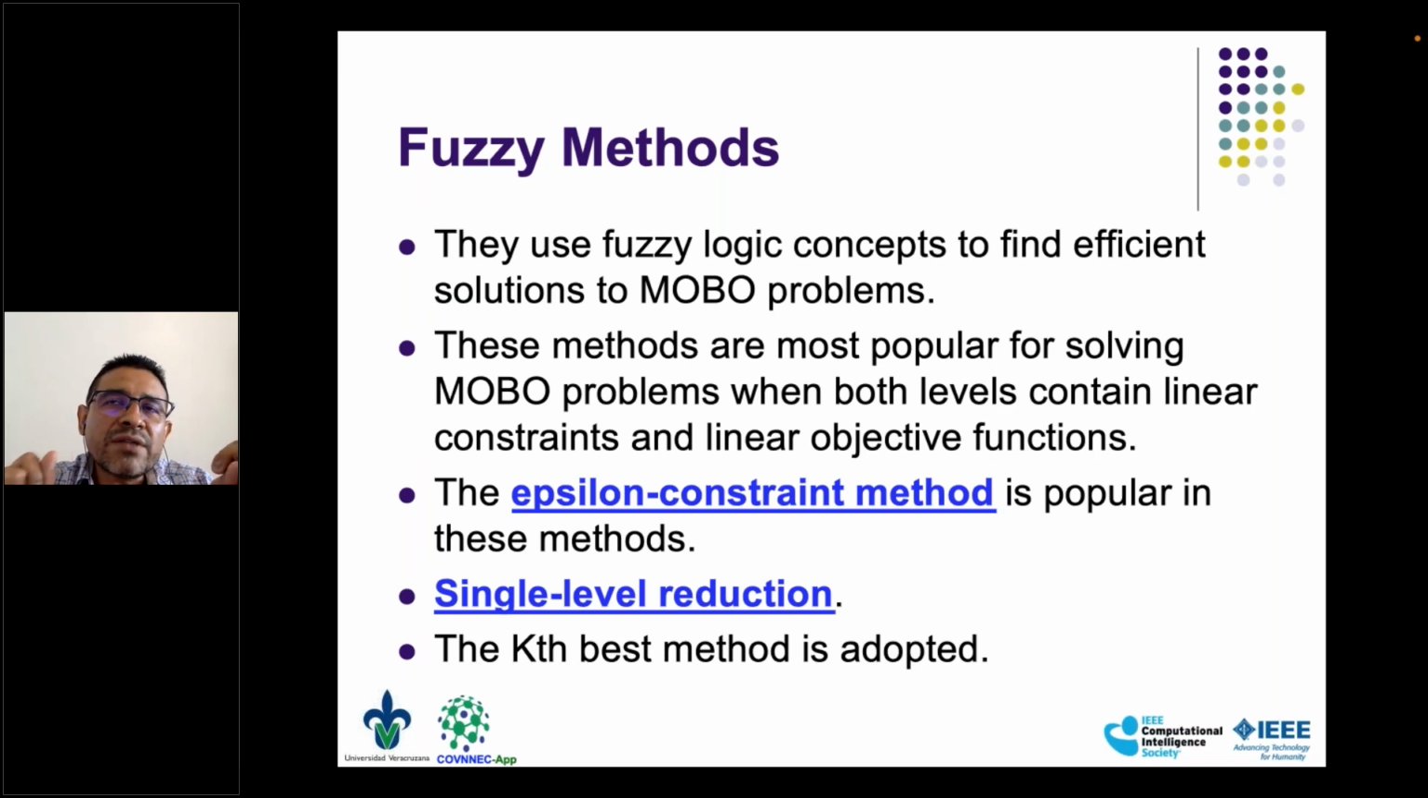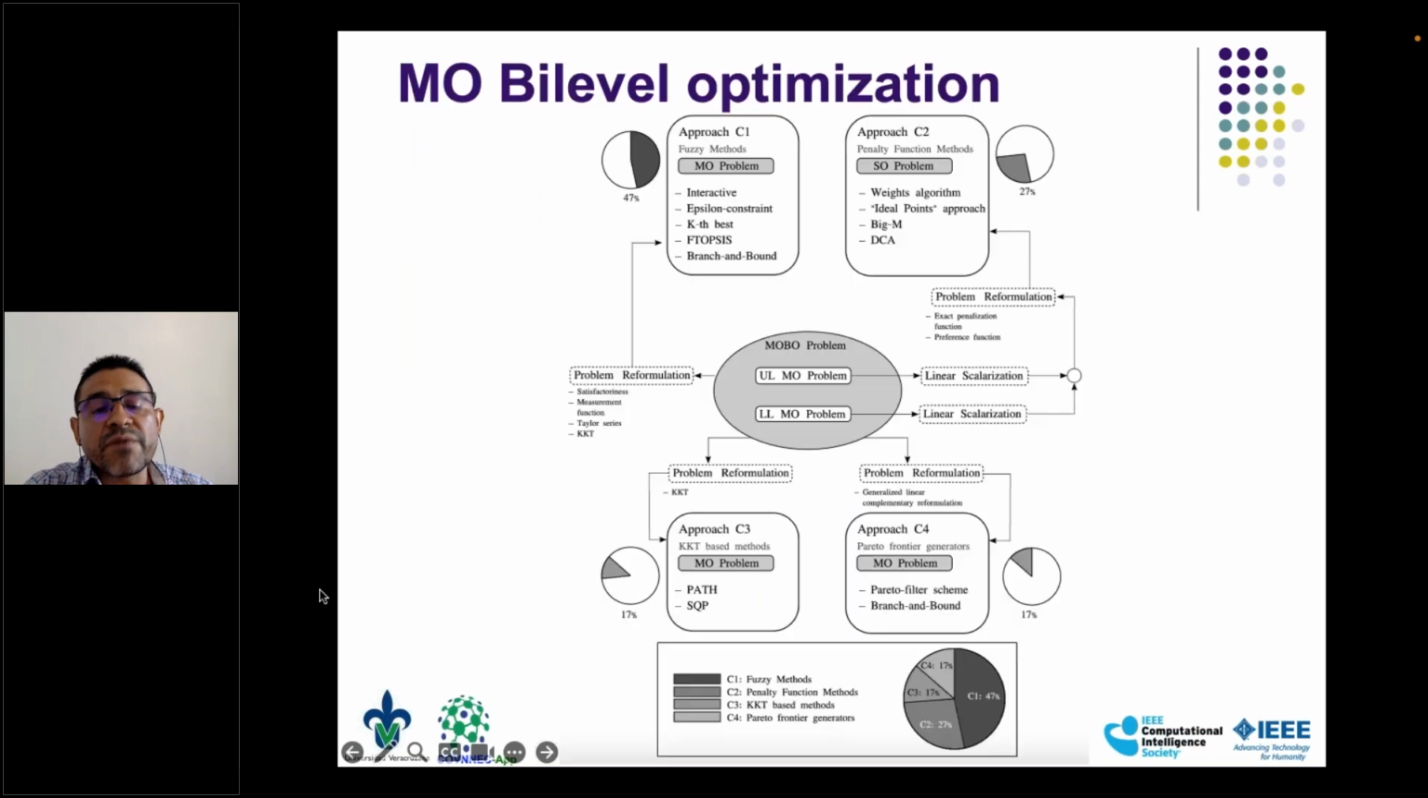And one way to do that, which is also very popular when dealing with classical methods, is single level reduction. What is this? It is transforming the bilevel problem, where I have two levels, upper level and lower level, and combining them into a single level, and then I can use a traditional multi-objective optimization algorithm. Regarding the fuzzy concepts, a very popular method is the K-best method, which is inspired by fuzzy logic, for example.